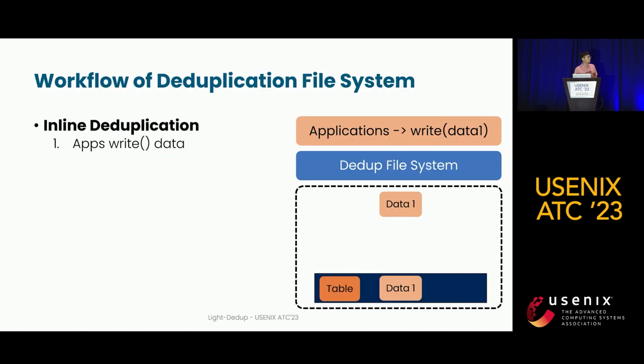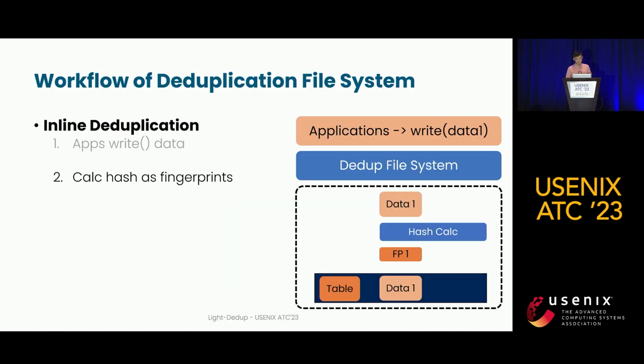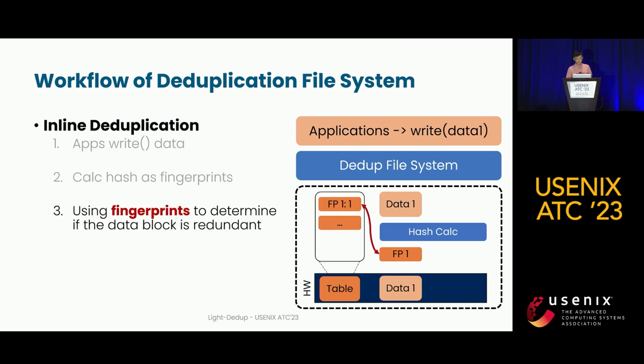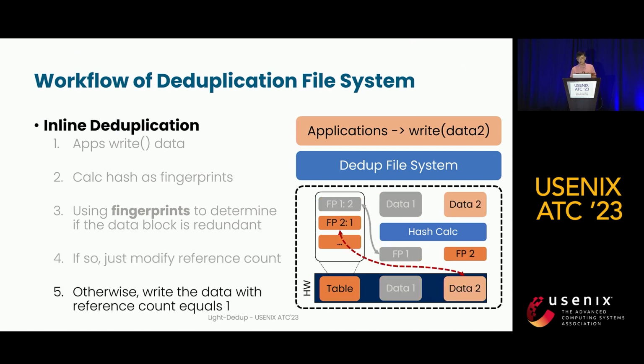Here we introduce a basic workflow of a deduplication file system. The first we're going to introduce is inline deduplication. At first, applications will issue a write syscall to persist the data. Then, the deduplication file system will calculate the hash of that data as a fingerprint. Then, it uses that fingerprint and the metadata table to determine if the data is redundant. If the data is truly redundant, the deduplication file system just increments the data's reference count. Otherwise, it simply writes the data with reference count equal to 1.